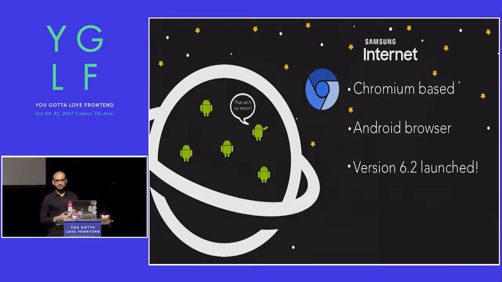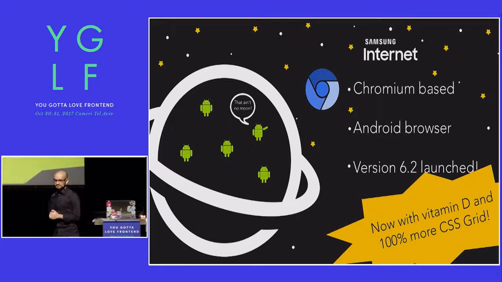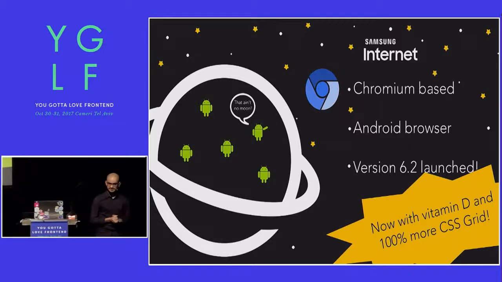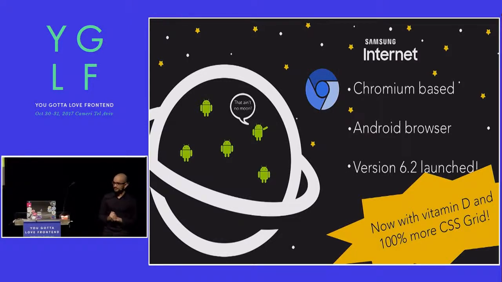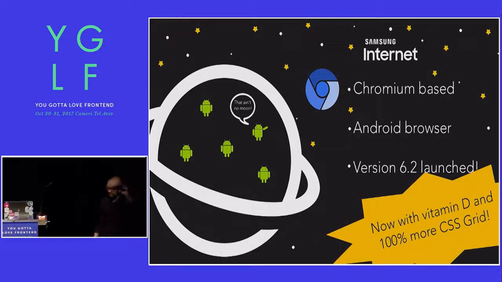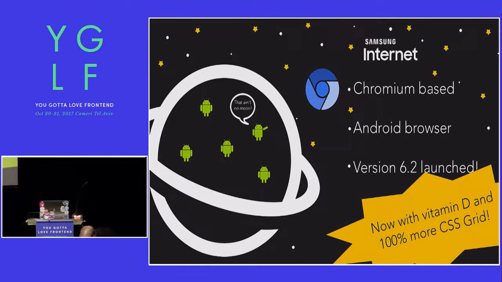And this is kind of new. We started the rollout of version 6.2 yesterday, which I am very happy to say comes now with vitamin D and 100% more CSS grid. Do we have any CSS grid fans on? Good. Okay, so we have a fan over here. I would like to give a token of appreciation to CSS grid. Can we hand it over?